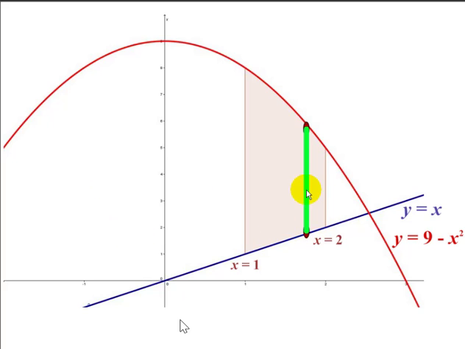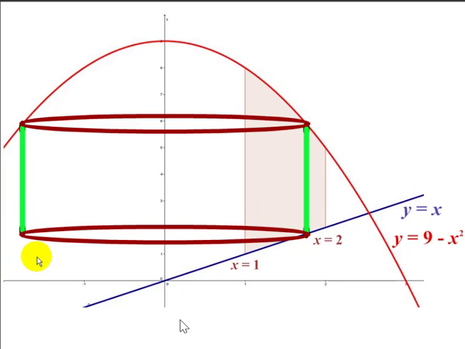And when I do that, this cross-section on the other side is also going to be vertical, as we can see here. Then I'm going to connect the tops with an oval and the bottoms with an oval, as we can see. So what appears is a cylinder. The area of a cylinder, if you remember, is 2 times pi times the radius times the height. So let's find the radius and the height.